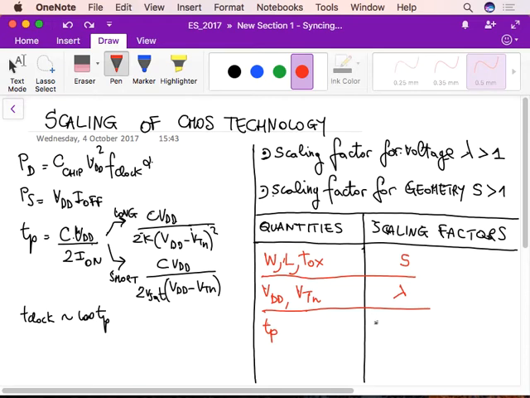Let me separate the two things. Long, it is 1 over lambda. And for the geometry part, which is included here, we have already discussed it, because C is proportional to W, L, and Tox at the denominator, and K is proportional to W over L and Tox.